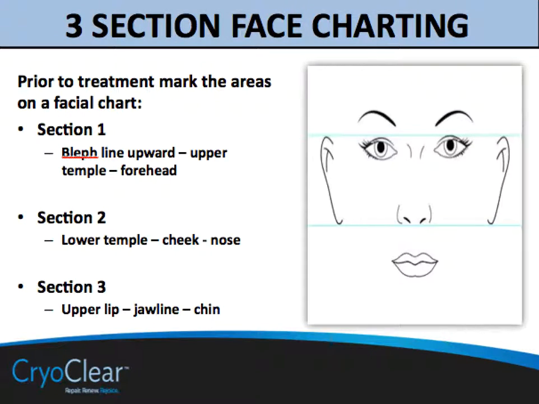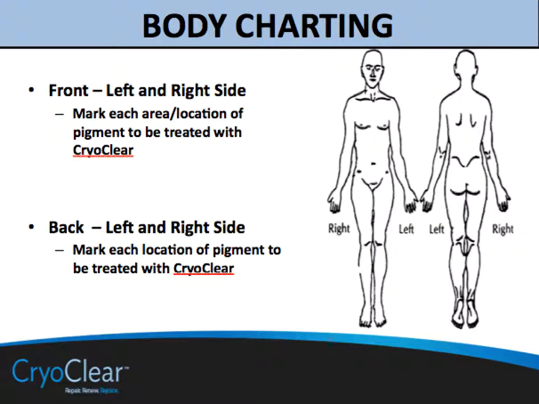When you begin your plan for treatment, it's a good idea, whether on the face or body, to record the area that is to be treated, whether it's on the forehead, the lower temple, the upper lip, jawline, chin, etc. Mark the area. Any notes that you may want to include are important, such as shape, approximate size, color, any information that will help you understand whether or not the treatment is being effective.